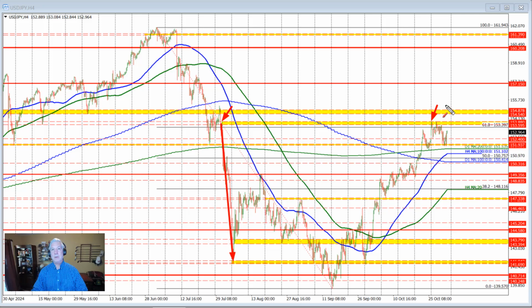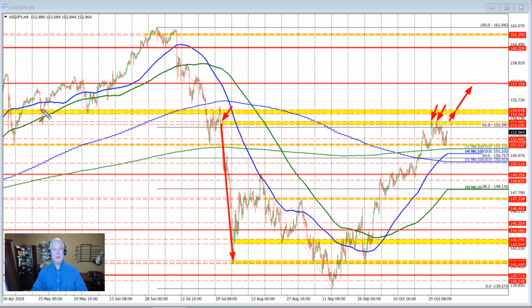Then later in the week, after the move back to the downside, we came up and retested that level. The last three highs have come in at 153.88, give or take a pip or two, and that is significant. So as we go into the new trading week, if we move above the 153.88 level, we have the potential to push higher.